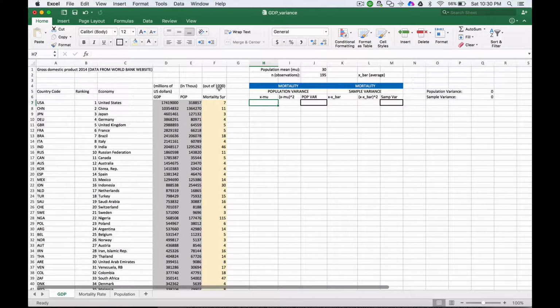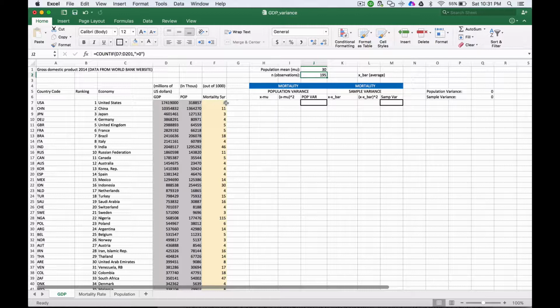So here we see our GDP data set again, that we've used before, and we've got two sets of columns here. One is the population variance, the other is the sample variance. And these calculations are being done by hand. I'm going to show you how we do it by hand, and then I'll show you how we use Excel to do it pretty quickly for us. So here we have our population mean. We're focused on this yellow column, and we're basically saying that for the entire population, the mortality ratio is going to be 30 out of every 1,000. Our total observations is 195, and this was done by our COUNTIF formula from one of the previous videos.